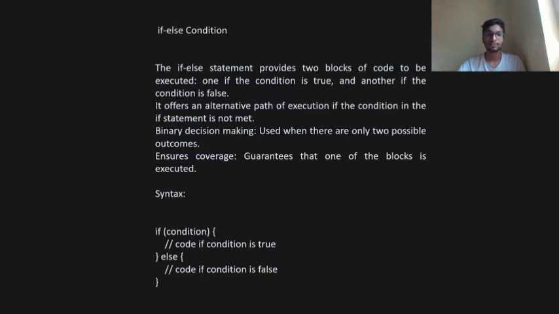The if else condition. The if else statement provides two blocks of code to be executed: one if the condition is true and the other if the condition is false. It offers an alternative path of execution if the condition in the statement is not met. Binary decision making is used when there are only two possible outcomes. It ensures coverage, guaranteeing that one of the blocks is executed.